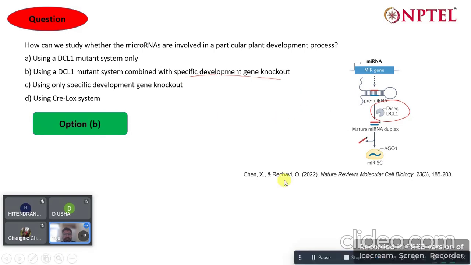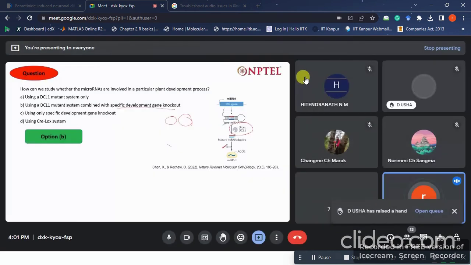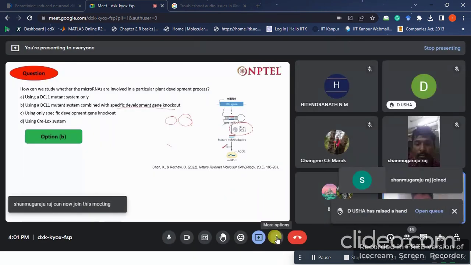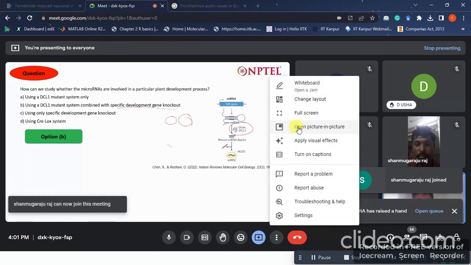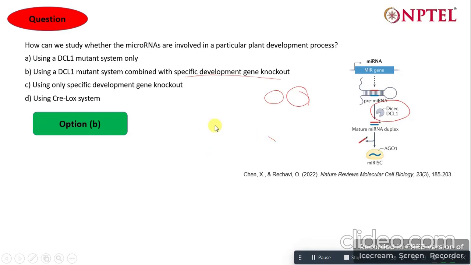When we study any development process or any signaling process involving microRNA, then we mutate the gene under consideration as well as the DCL1 gene, if we have a hypothesis that this microRNA can be involved in this particular pathway. So we will have both mutations, that is the DCL1 mutation as well as the specific development gene knockout, in the same plant. Okay, so anybody has any doubt in this question?